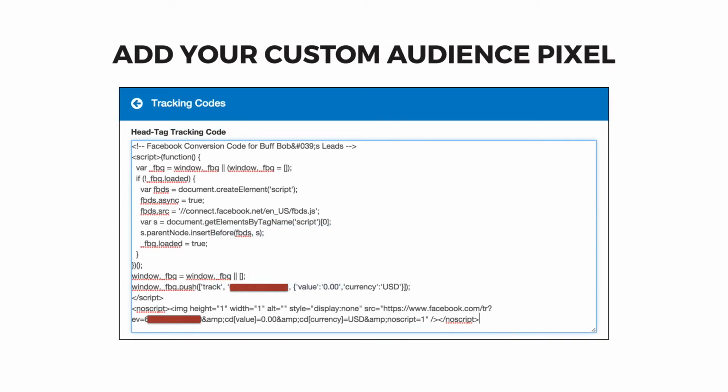On your thank you pages, you'll have both a Facebook conversion pixel and your custom audience pixel in the same head area. It doesn't matter which one goes first. And repeat this process on all your pages whose visitors you wish to retarget. When in doubt, use the code on every page.